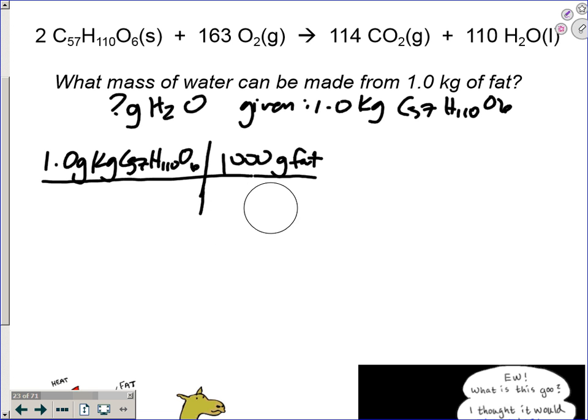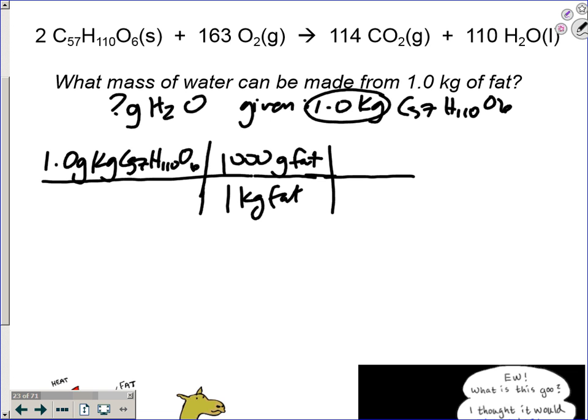Wait, so we don't start with 1,000. So technically you're starting with 1 kilogram. If you just immediately convert that to grams, I don't care, but I'm showing my whole thought process, okay? So 1 kilogram of fat is equivalent to 1,000 grams. Next step, Luke.